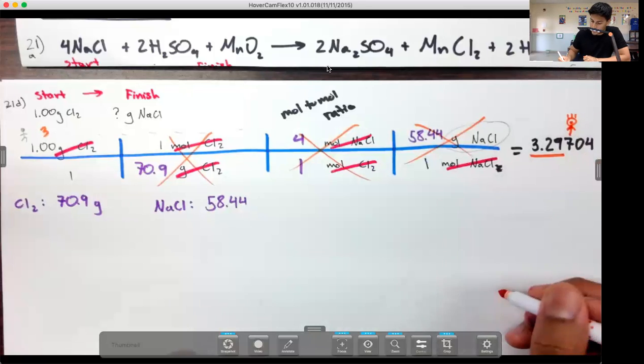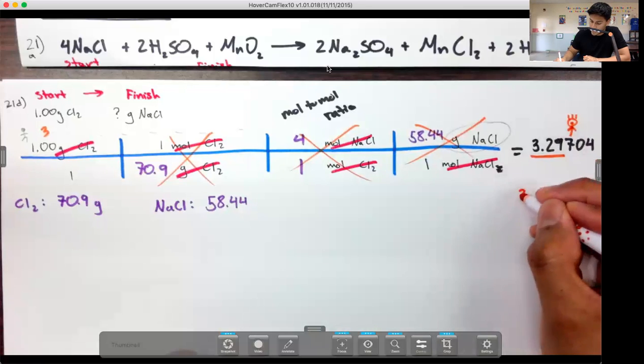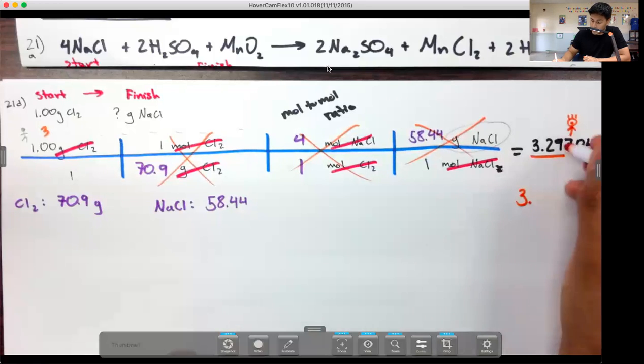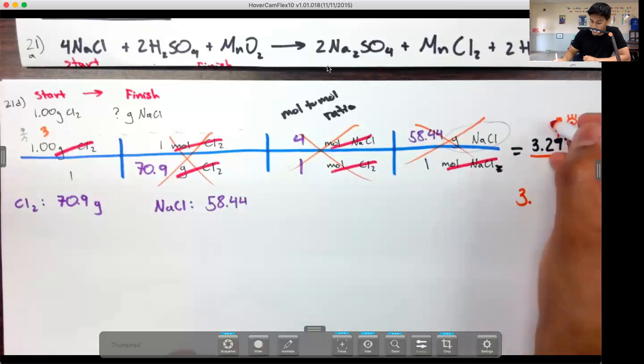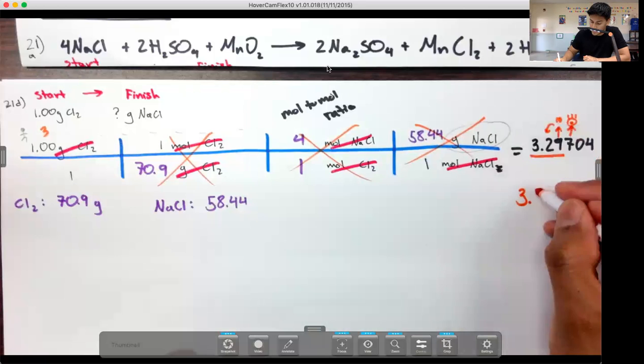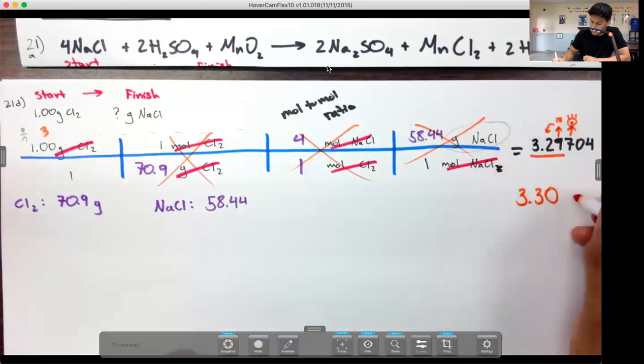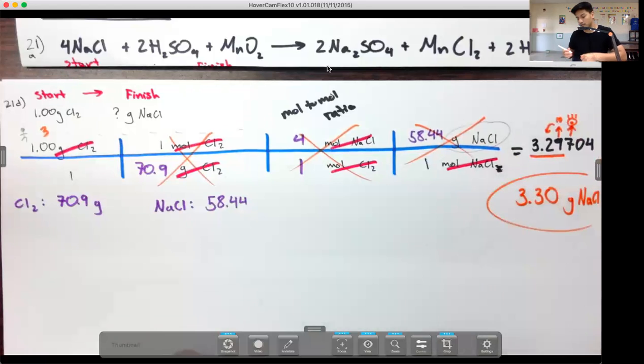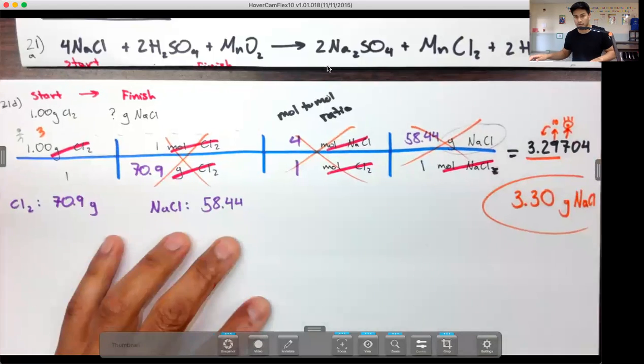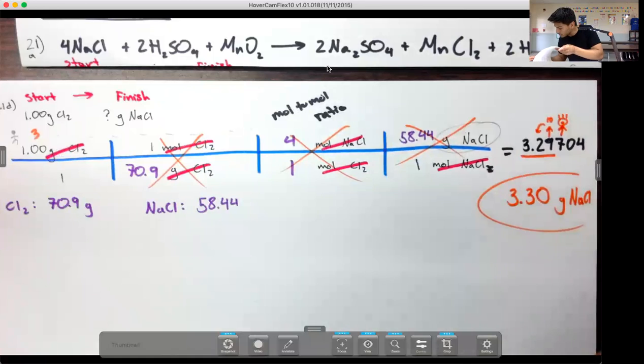5 or more, we let it soar, right? So that means it goes up. We end up with 3 point. This here is going to go up to a 10, which means that it's going to transfer over to here and make that a 3.30 grams of NaCl. And that's your final answer. Let me double check it. Yeah, grams of NaCl. Any questions?